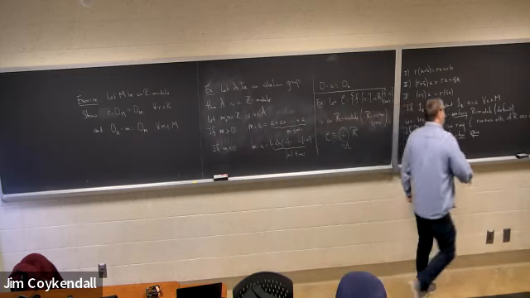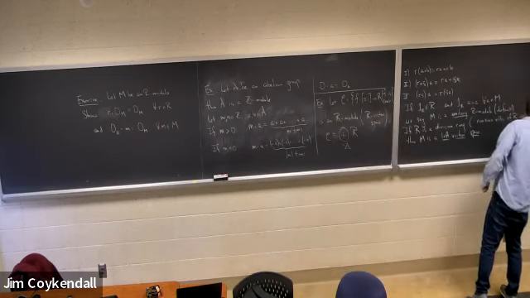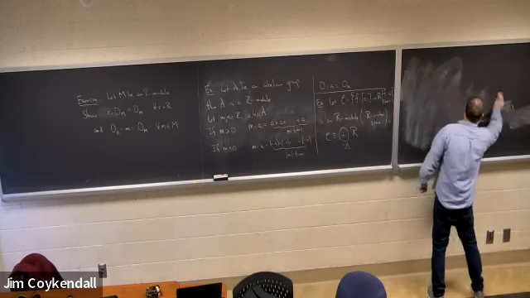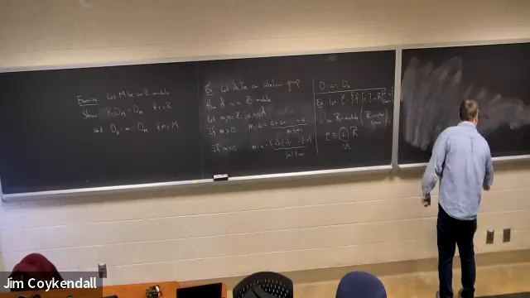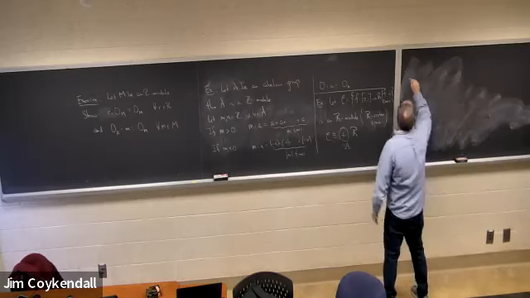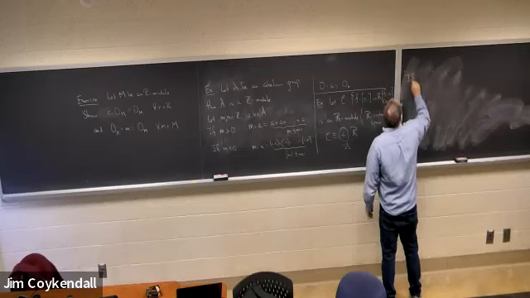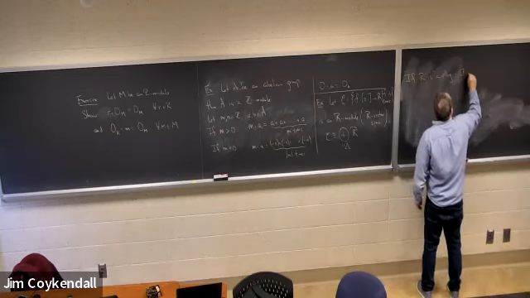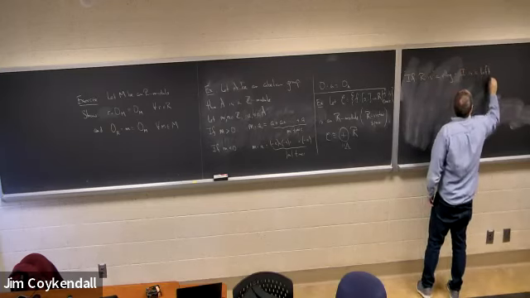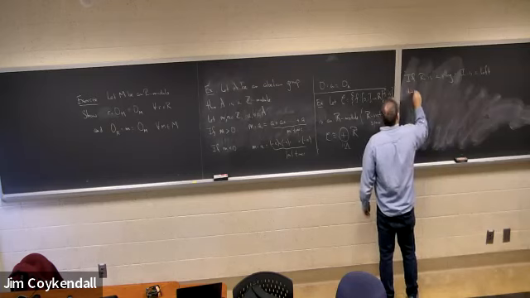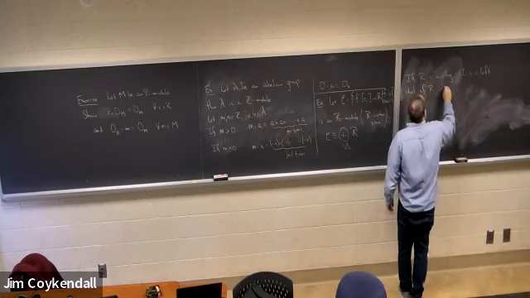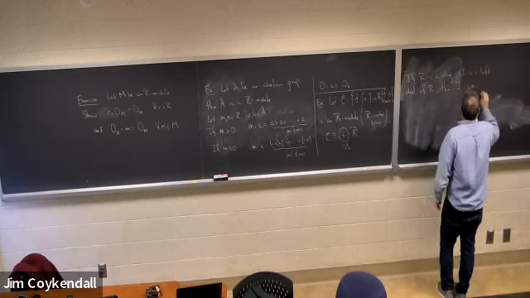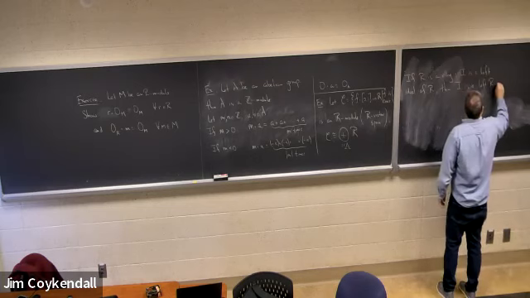If R is any ring, let's see here. Yeah, R is a ring and I is a left ideal of R. Then I is a left R module.